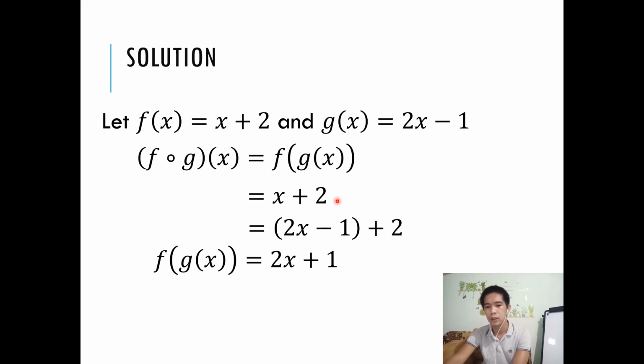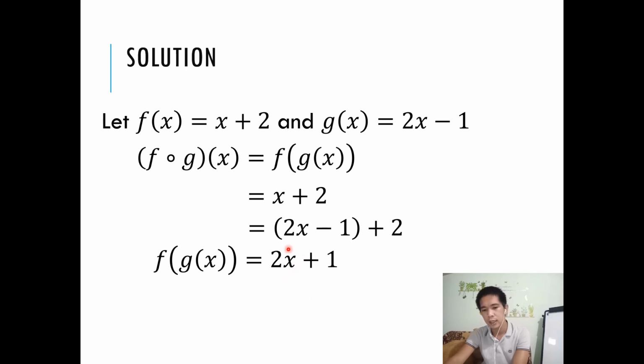So f of x, yung variable, papalitan mo ng buong function ni g. Ano yung buong function ni g? 2x minus 1. And then simplify. 2x minus 1 plus 2, negative 1 plus 2, yun na naman. Gives you 2x plus 1. Or the overall answer for this one is f of g of x is equal to 2x plus 1. Now, what is the domain? The domain is all real numbers.